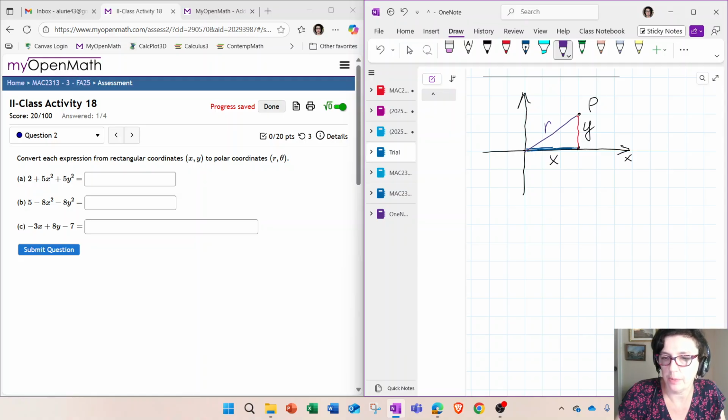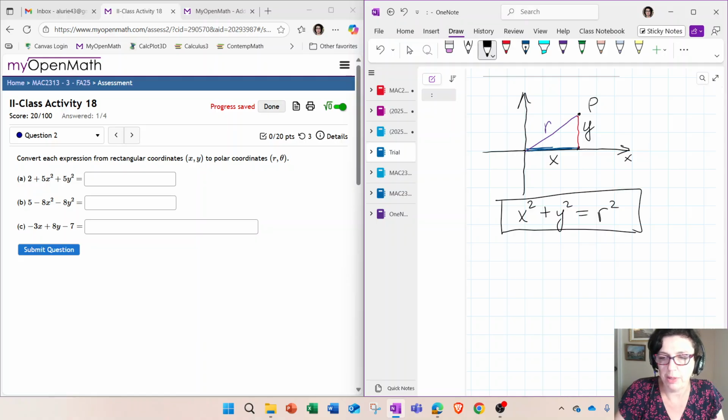So that's your r. Now it's pretty clear from the Pythagorean theorem that x squared plus y squared is going to be r squared. So that's a connection that you need to know because this happens a lot. When you're trying to switch from rectangular to polar coordinates, you're going to see this x squared plus y squared, and you should immediately say, oh, that's just r squared.